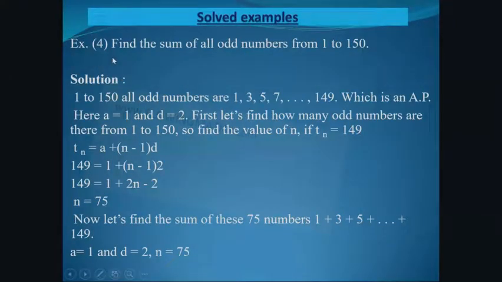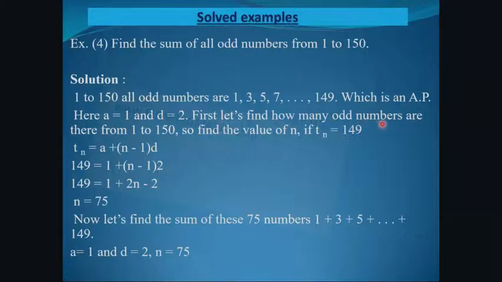Now we go to example 4. Find the sum of all odd numbers from 1 to 150. So the odd numbers are 1, then you have 3, 5, 7 till 149, because 150 is not an odd number, 149 is. This is the series. Your a is 1, d is 2, because 3 minus 1 is 2, so there will be a difference of 2 between them.